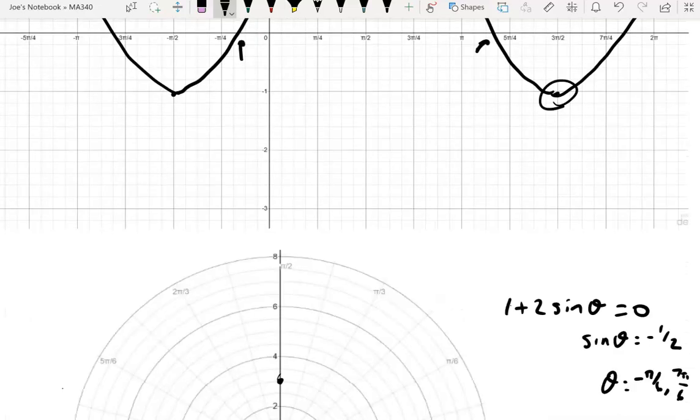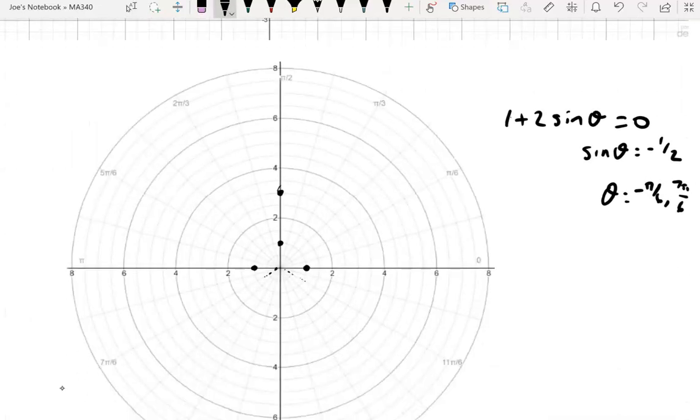Bigger, right? So as we sweep around, and again, I'm not looking for perfect. I'm just looking for the idea, right? As my theta sweeps, I should get farther from the pole. Doesn't have to be perfect. It's just the idea. You don't have to put extra points in there.